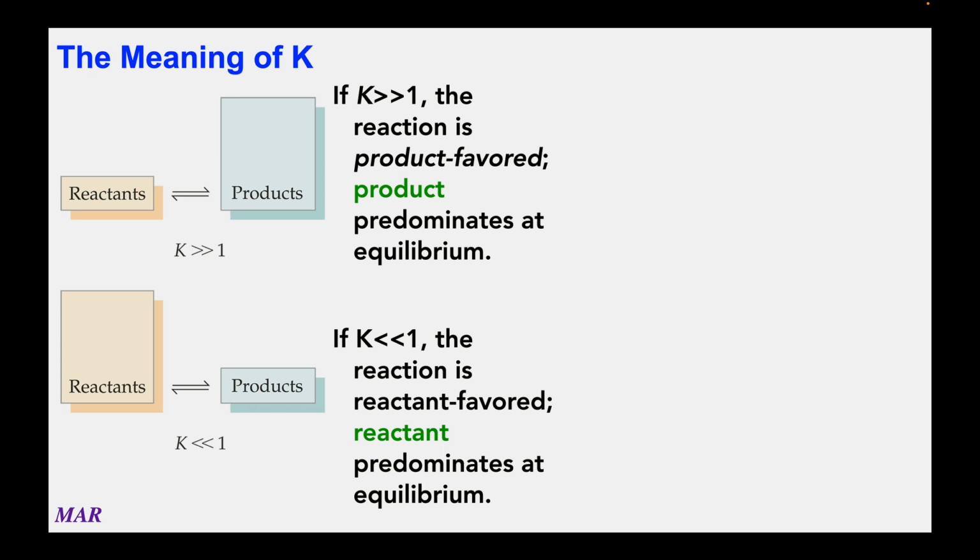So literally, the number you get for K, if you got a K of, say, 70, well, 70 is greater than 1. That means you have a product-favored reaction. You're going to have more products than reactants. On the other hand, you calculate a K of 0.017. Well, that K is less than 1. That means you'll have more reactants at equilibrium than products.